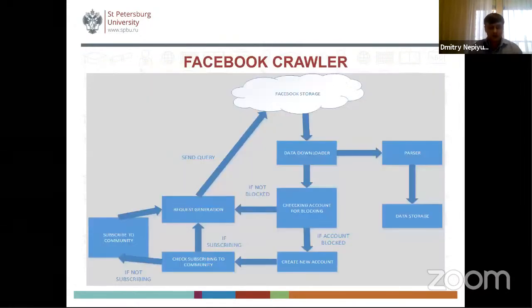As for Facebook data crawling, it was implemented in two ways, but the general scheme of the data crawler for Facebook is presented on the page. The scheme included the following modules: data downloader, module for checking accounts for blocking, module for creating new accounts in Facebook, module for checking subscription to a community, module to subscribe to a community, requests generation module, module for parsing data, and a tool for saving parsed data in database storage. Let's review both ways in detail.